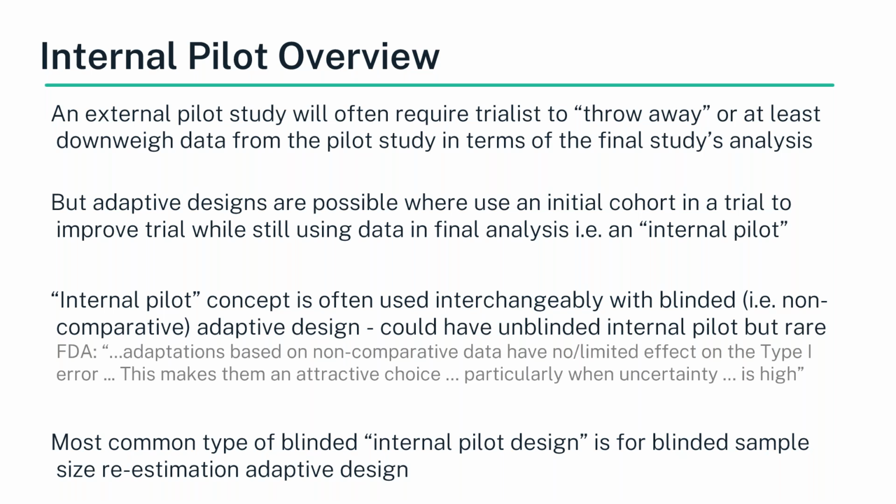And I would say the most common type of internal pilot design, therefore, is what we call blinded sample size re-estimation, where we take the initial cohort of subjects and re-estimate some value for a nuisance parameter, so something that's not the effect size, it's not the mean difference, it's something like the variance, and then we increase our sample size if our initial estimate was over-optimistic. So we thought the variance was going to be lower than it actually ended up being, based on our re-estimate from the internal pilot cohort.